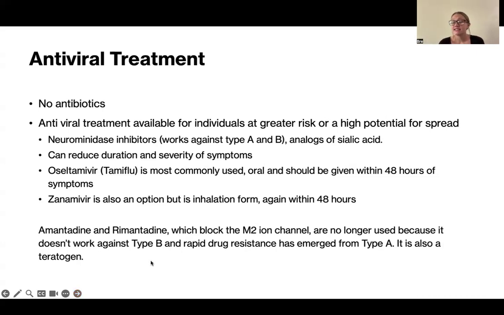Amantadine and rimantadine, if that sounds familiar, that's because that's what we used to use, and those are inhibitors of the M2 ion channel, so it blocks that ion channel. It's no longer used though because it doesn't work against type B, and rapid drug resistance emerged from type A just rapidly. And it's also a teratogen, so you can't give it to pregnant women. So we really don't use those.